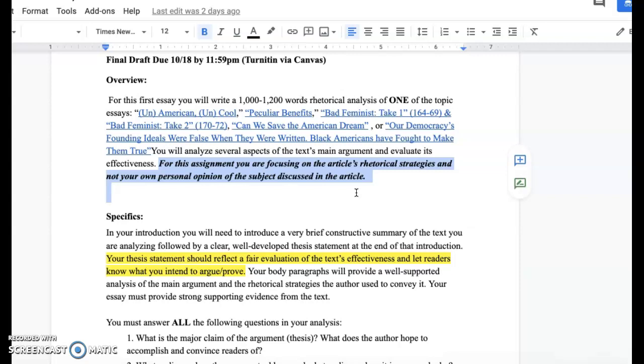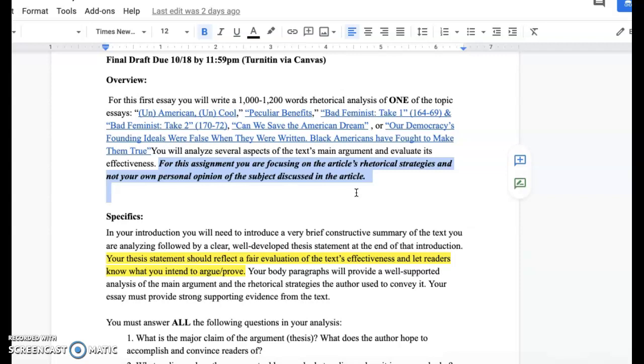So if you were going to write about Un-American Uncool, let's say, you're not going to say, yeah, representation about Asian Americans is really problematic in society. What's going on? We aren't giving them their full credit. Something like that. That's taking it on a side tangent about the topic of the essay, right?